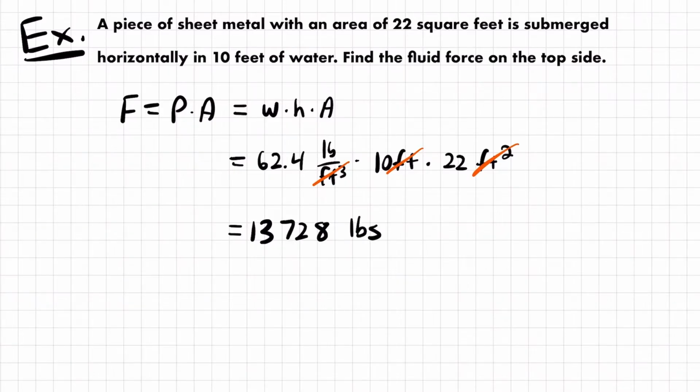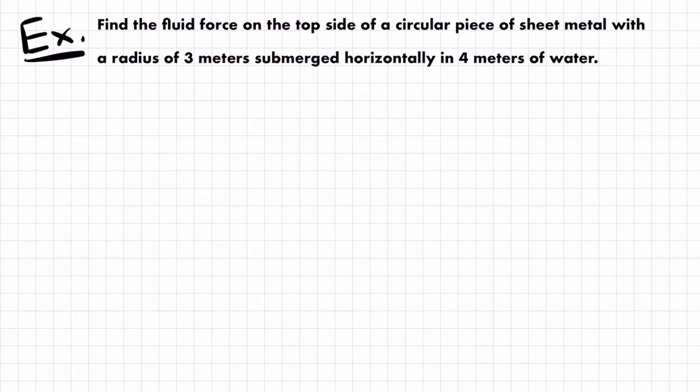And so 13,728 pounds is the fluid force on this piece of sheet metal that has been submerged horizontally in 10 feet of water. Let's look at another example. So here's our next example. We want to find the fluid force on the top side of a circular piece of sheet metal with a radius of 3 meters submerged horizontally in 4 meters of water.